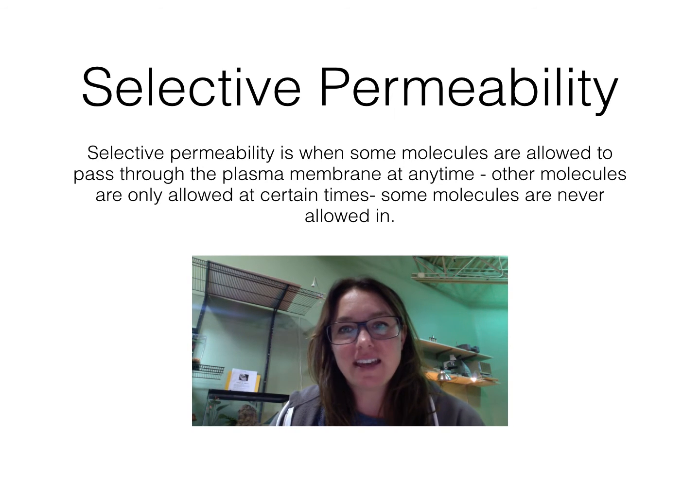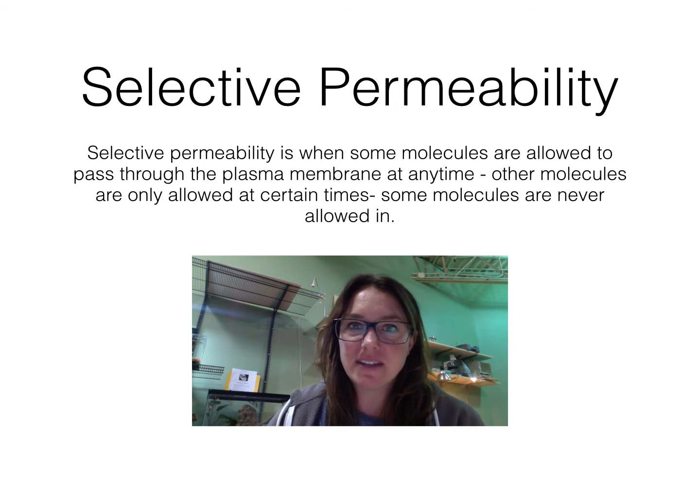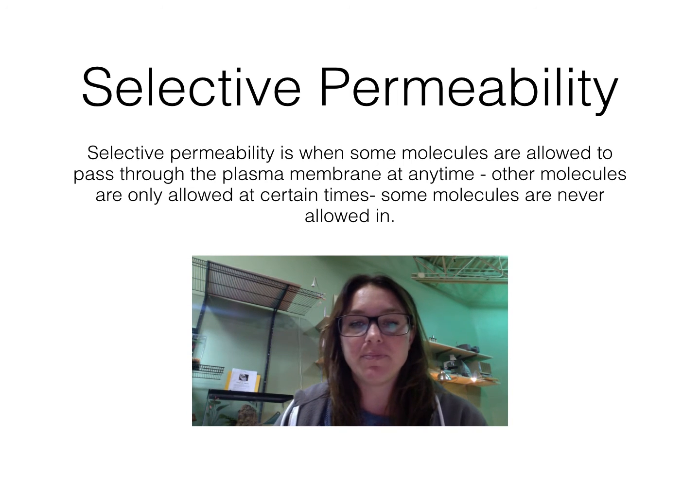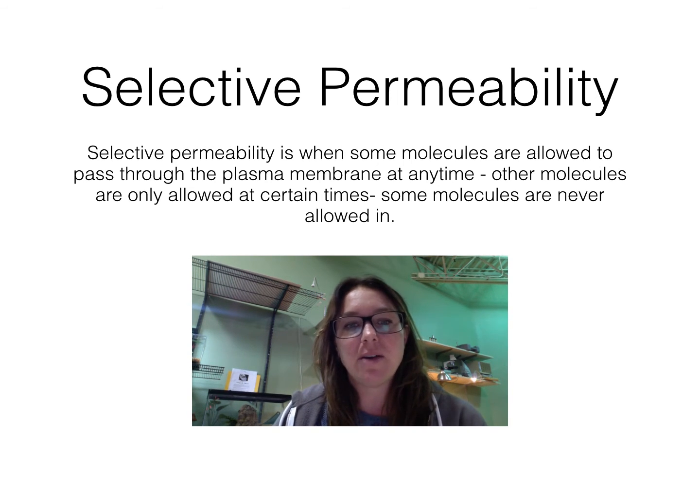So that idea of some things can get into the cell and some things can leave the cell is called selective permeability. Selective meaning the cell can choose what comes in and out of its membrane. So the definition would be: selective permeability is when some molecules are allowed to pass through the plasma membrane at any time, they can come in no matter what. Other molecules are only allowed at certain times, and some molecules are never allowed in.